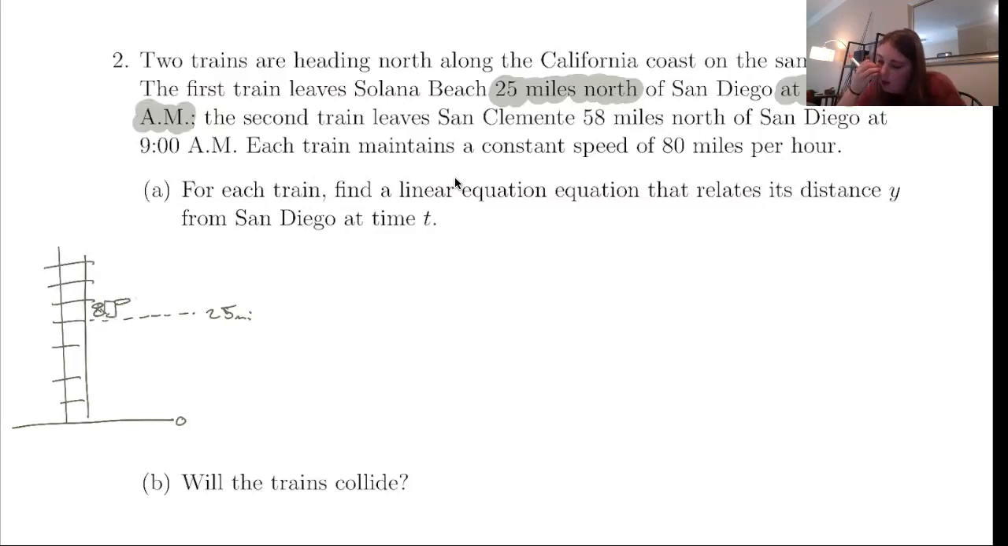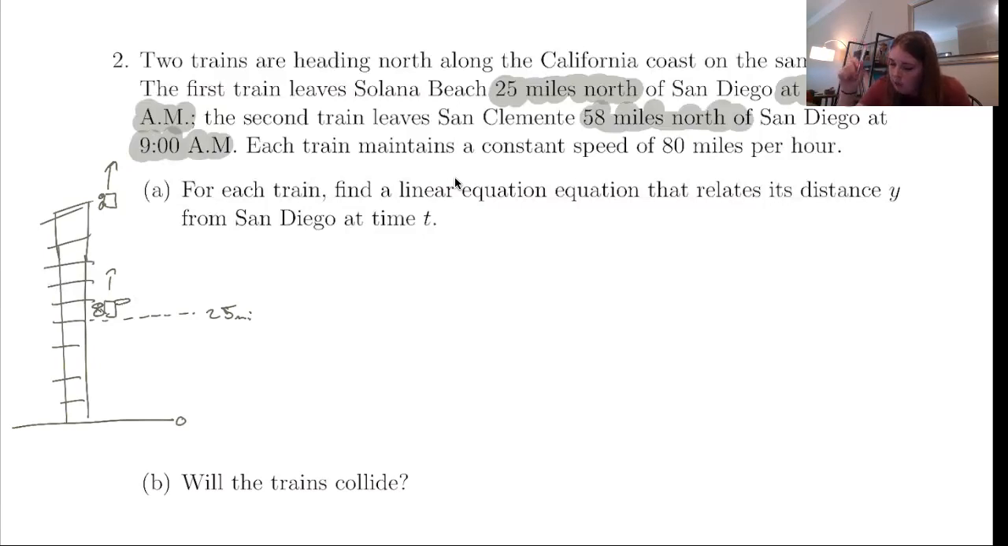And the second train leaves, say, 58 miles north of San Diego at 9 a.m. Each train maintains a constant speed of 80 miles per hour. Great. So they're both heading this way. The other one is all the way up here, and they're both going this way. But the second one isn't leaving until 9 a.m.